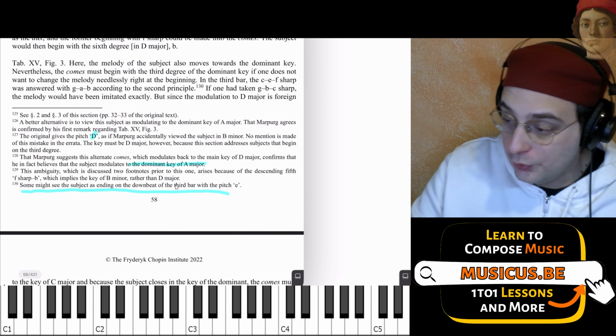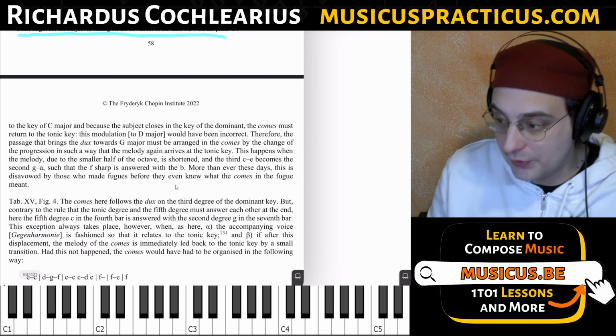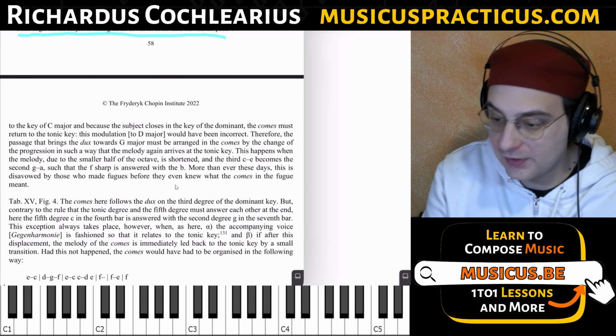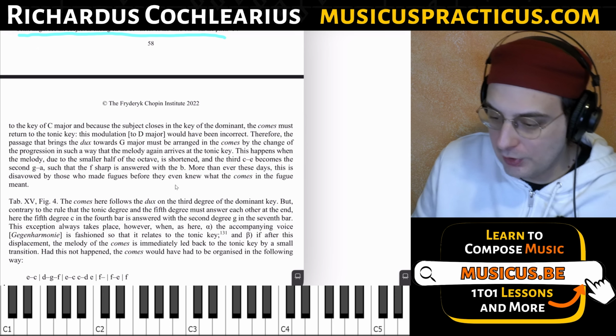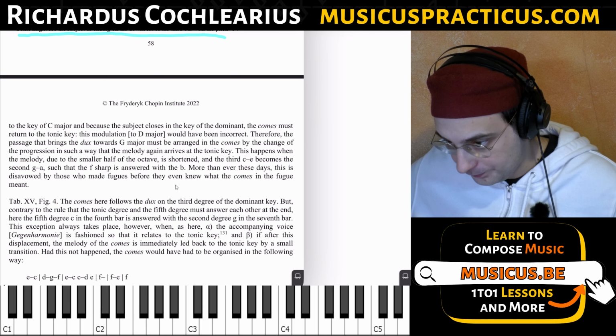But since the modulation to D major is foreign to the key of C major, and because the subject closes in the key of the dominant, the comes must return to the tonic key. This modulation to D major would have been incorrect.